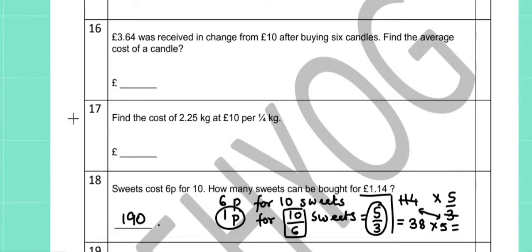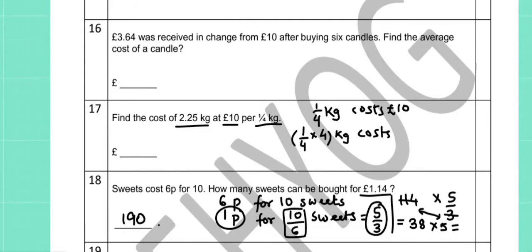190 sweets. In question number 17, the cost of 2.25 kg needs to be found out and 10 pounds is the cost of 1/4 kg. So, 1/4 kg costs 10 pounds and if we take 4 times of 1/4 kg, we will get 1 kg and we will get it at 4 times the cost also. So, which means we will get 1 kg at the cost of 10 times 4, 40 pounds. So, the cost of 1 kg is 40 pounds.